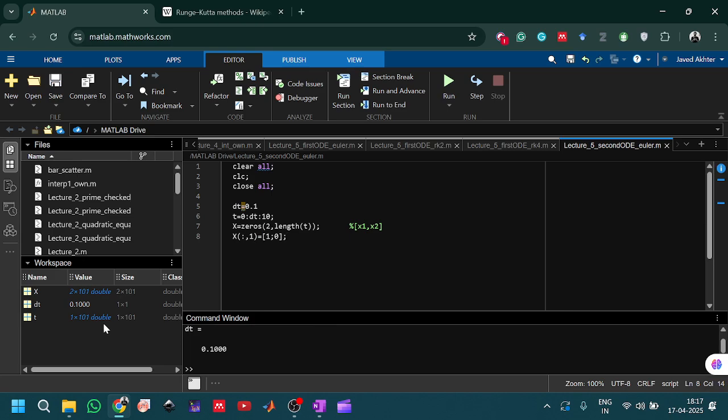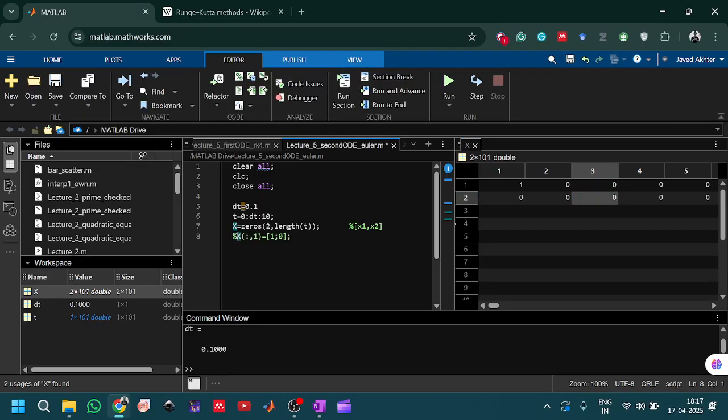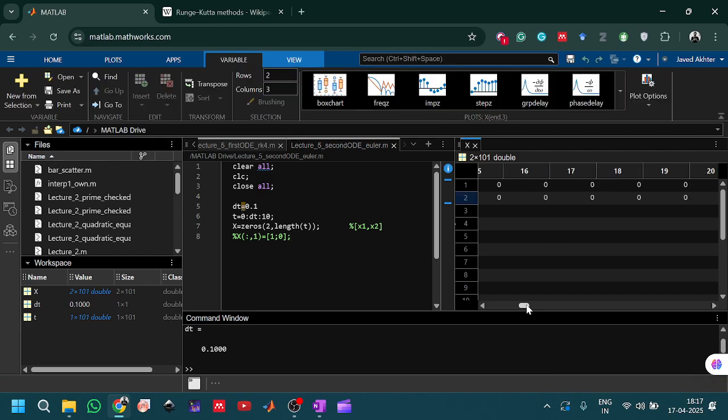Okay, so let me tell you what is happening here. This is your x array. This is your time array, which is 101 points, and along the first row and all the columns you will store the x1 values, and along the second row and all the columns you will store the x2 values. Now you have to specify some initial condition. If I don't specify the initial condition, then initially all the elements are 0. Fine.